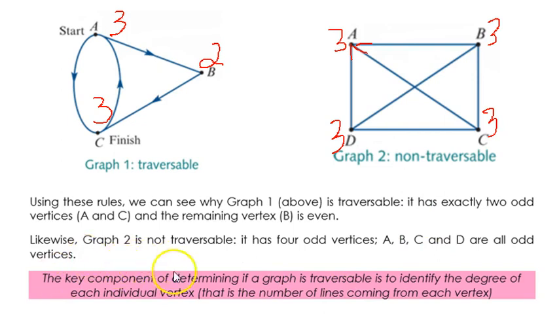Okay, so the key component, this key idea that we've got down here in this little box, okay, the key component of determining if a graph is traversable is to identify the degree of each individual vertex. That's the number of lines coming from each vertex, and that's what we just did up here in the above example. Rightio, so let's do some examples. Let's see how we can apply this. Sorry, just changing slides.